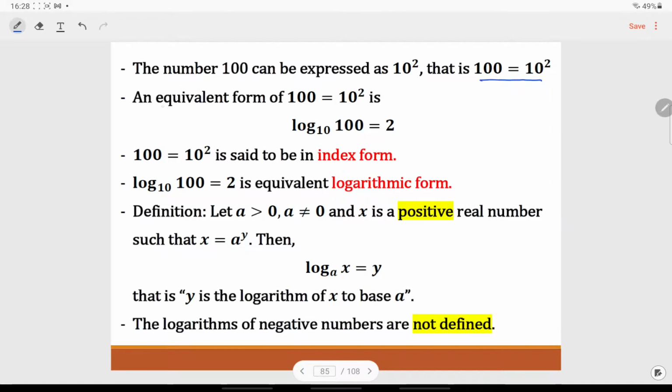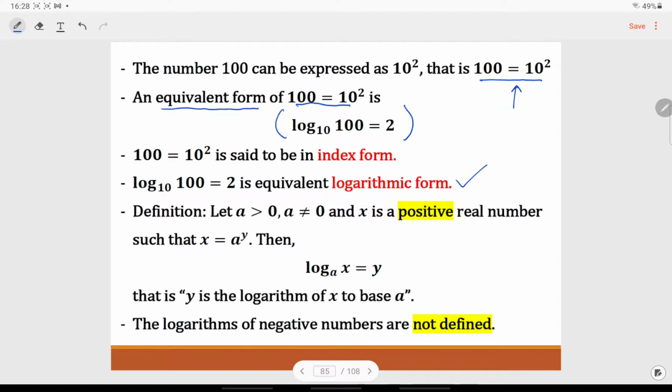An equivalent form of 100 equal to 10 square is in the logarithm form. The equivalent for this equation is log 100 to the base 10 equal to 2. So 100 equal to 10 square is said to be in index form. So this index form can be converted into an equivalent form, what we call logarithmic form, which is log 100 base 10 equal to 2.